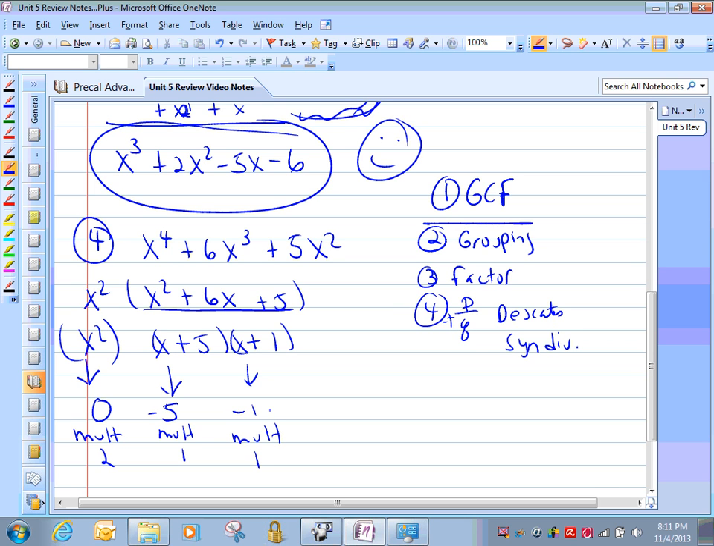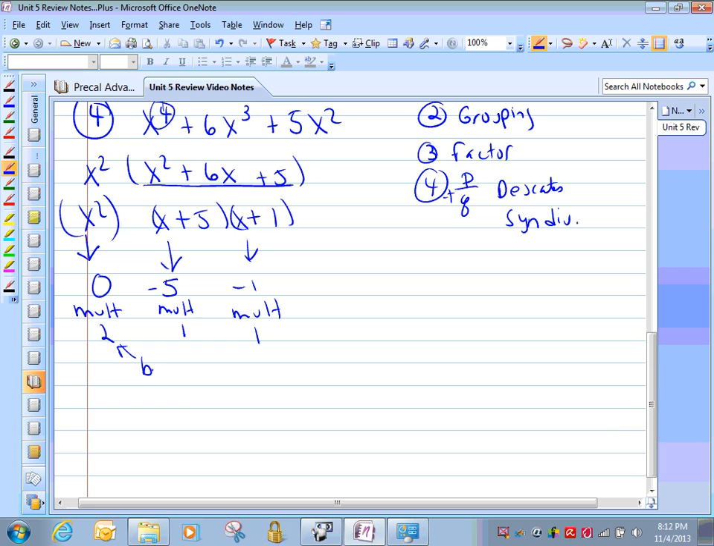Now we should have 4 solutions. There's 2 zeros and a -5, -1. That's 1, 2, 3, 4. That would match up with our degree. And I think that's it. Just a little side note, if it has an even multiplicity like right here, it would cause a bounce in our graph.